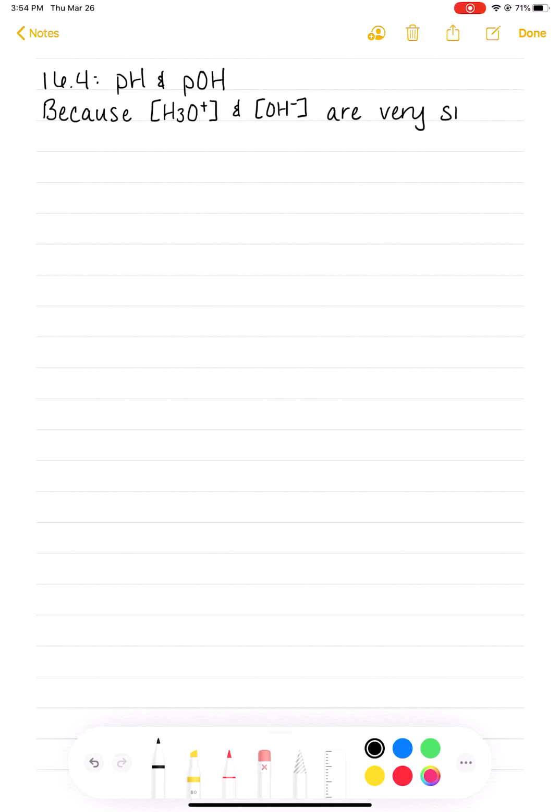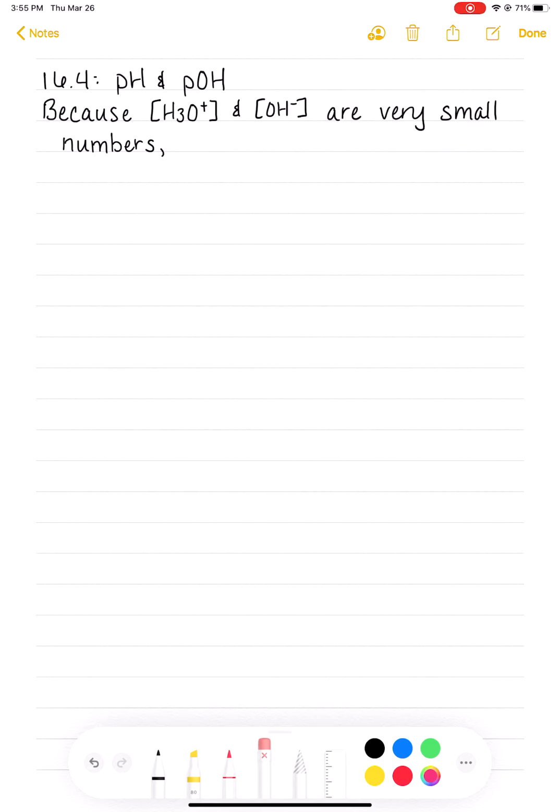We did quite a few H3O+ and OH- calculations in the last video. If you look back in your notes, you'll see that these are really small numbers: 10 to the minus 7, 10 to the minus 10, 10 to the minus 5. So they're all very small numbers, and they're cumbersome to write because you have to write them in scientific notation.